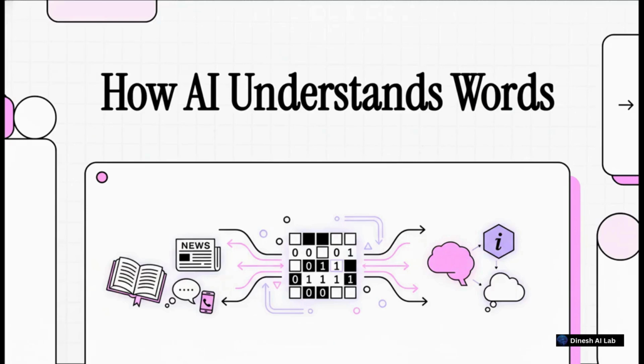Have you ever stopped to wonder how a machine, something that really only gets ones and zeros, can possibly make sense of human language? How does something like ChatGPT go from the words we type to, well, something that feels like understanding? Today, we're going to pull back that curtain on one of the most fundamental and, frankly, coolest processes in modern AI. Okay, let's just dive right in.